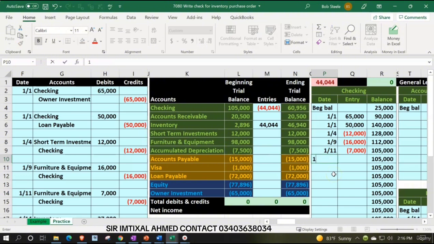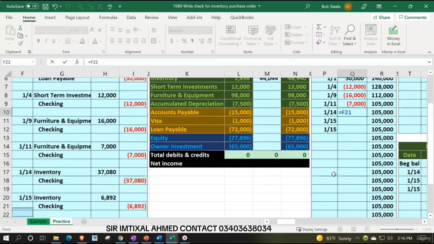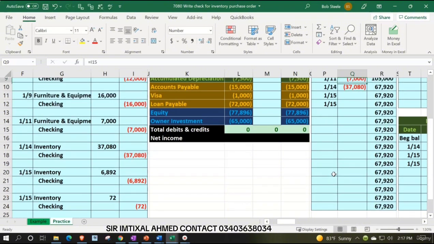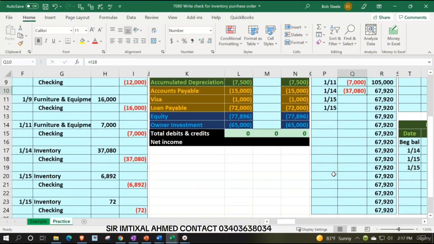Checking account, this is going to be 114, 115, 115. And the 114 was the first transaction, where we paid for Epiphone guitars, 37,080, bringing the balance down from 105 down to 67,920. Then we paid 6,892, bringing the balance down to 61,028.